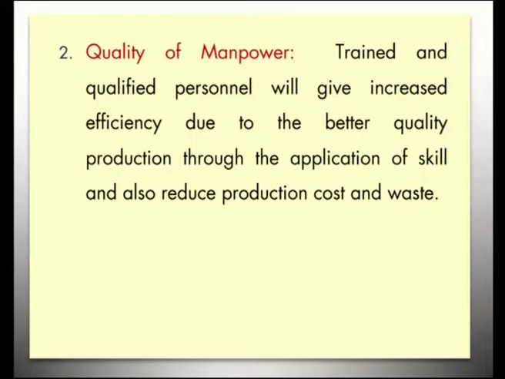If the personnel is not trained or qualified, then we may process the material so many times by trial and error method, and this will increase the waste products. So, trained and qualified personnel is very important because their application of skills will give better quality production and it will ultimately reduce the production cost as well as the waste.